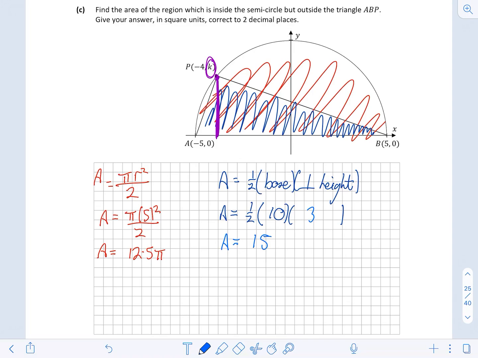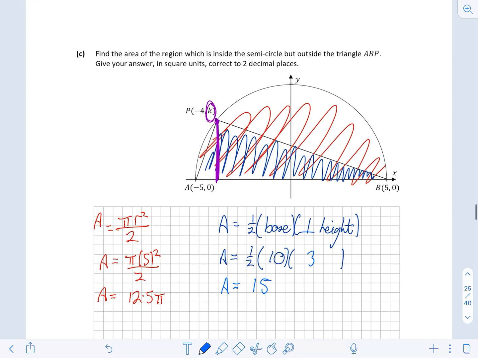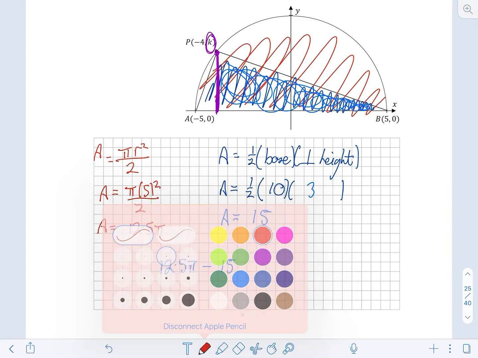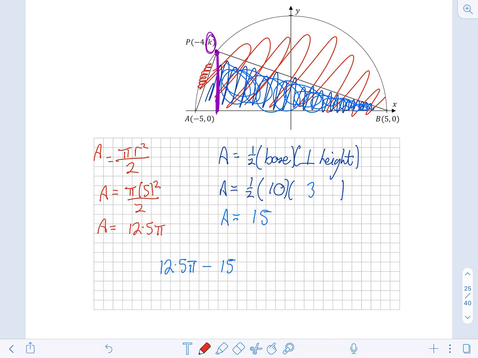Okay, now, what question were we asked again? Which is inside the semicircle, but outside the triangle. Okay, so we're going to have to go for 12.5 pi, and from that we're going to subtract 15. So imagine I'm actually taking this wodge of area away, and I'll be left with just this red area out here.